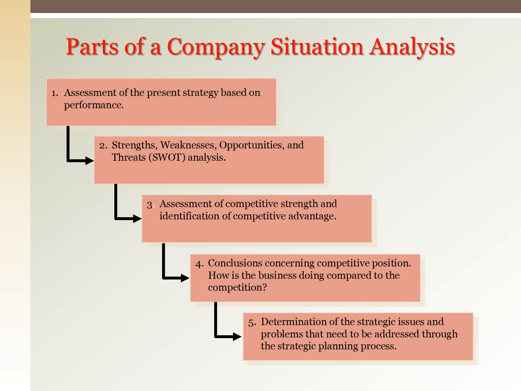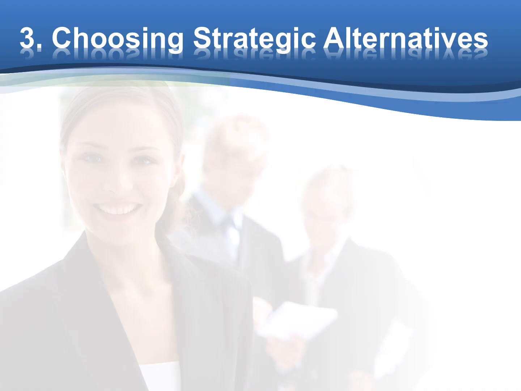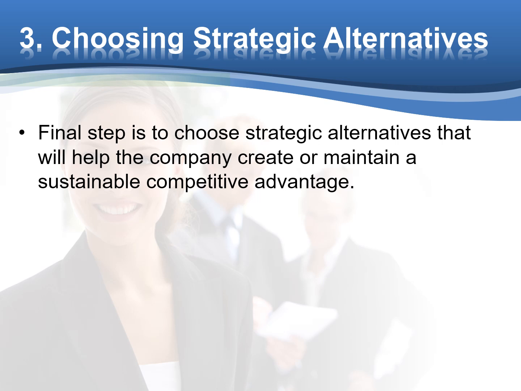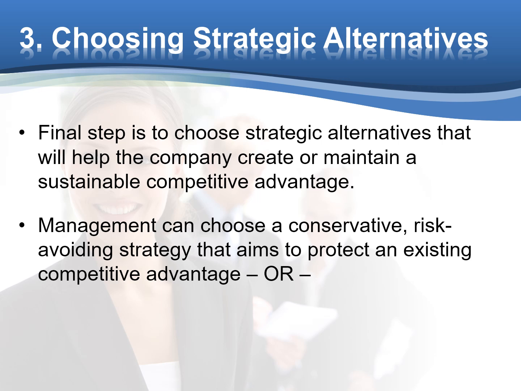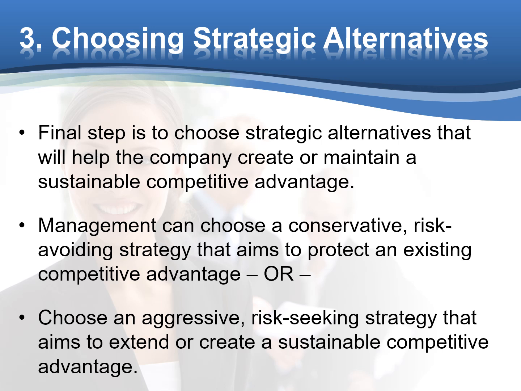And then you make a determination of the strategic issues and problems that need to be addressed through the strategic planning process. In choosing strategic alternatives, the final step is to choose those alternatives that will help your company create or maintain a sustainable competitive advantage over the competition. Management can choose either a conservative, risk-avoiding strategy, anything that aims to protect an existing competitive advantage, or they can choose an aggressive, risk-seeking strategy that aims to extend or create a sustainable competitive advantage.